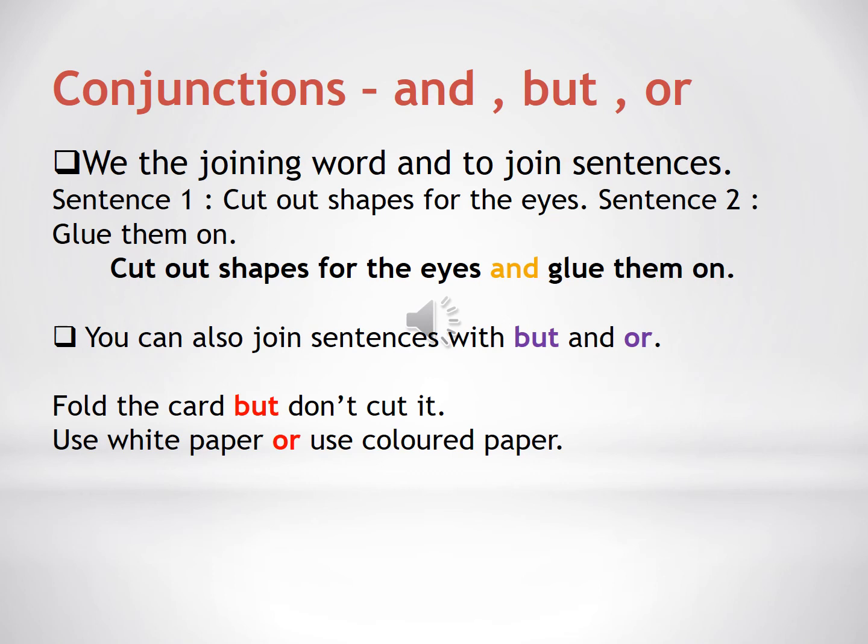Listen carefully, children. To join sentences, we use the joining word and. Sentence 1: Cut out shapes for the eyes. Sentence 2: Glue them on. We can join these two sentences: Cut out shapes for the eyes and glue them on.